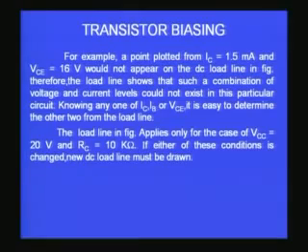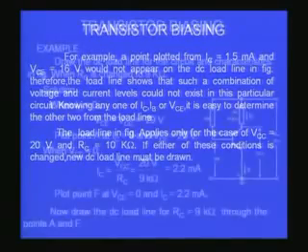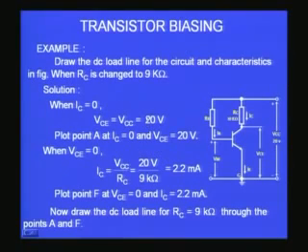Before we do that, now let me see what will happen if I change the load RC value to 9K. This is the same circuit similar to the previous one, except that instead of the 10K resistor that I have here, I replaced it by a 9K resistor. Then what will happen? You would find VCC is still 20 volts, and therefore VCE when IC equals 0 is also 20 volts. So the one point in the graph is the same, 20 volts on the x axis.